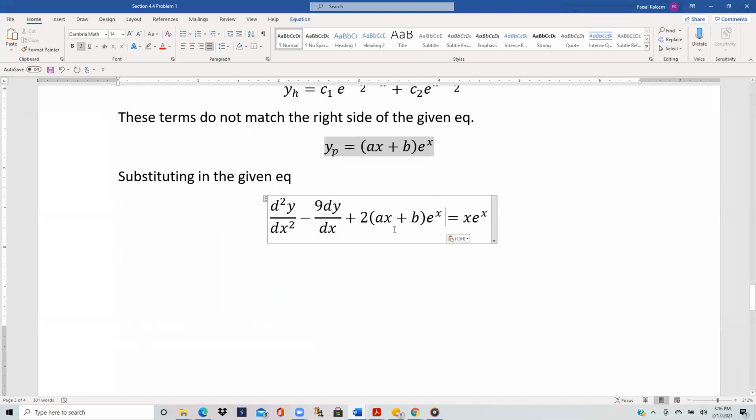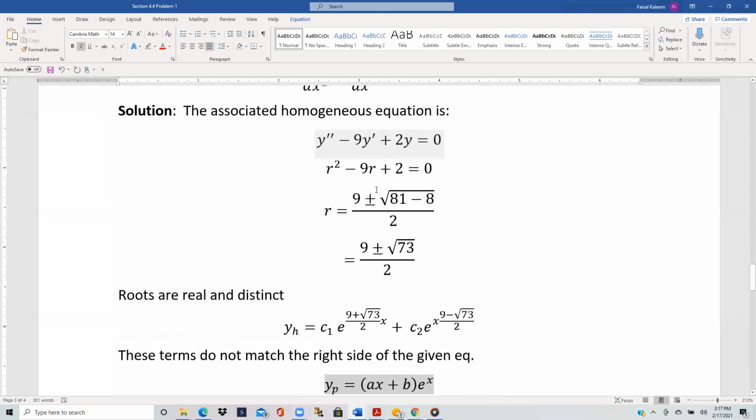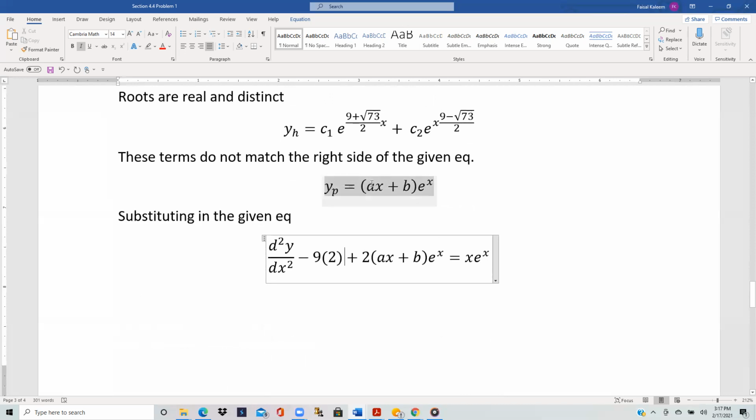Okay, so now let's calculate the derivative of this. So it was 9 dy by dx. So let's remove the dy by dx. Let's keep the 9, and dy by dx is the derivative here. Now, the 2 was not a part of the yp, the 2 was just a part of the equation, coming from here. The y was just ax plus b, so not this 2. Okay, so 9 times dy by dx. So just take the derivative of this one.